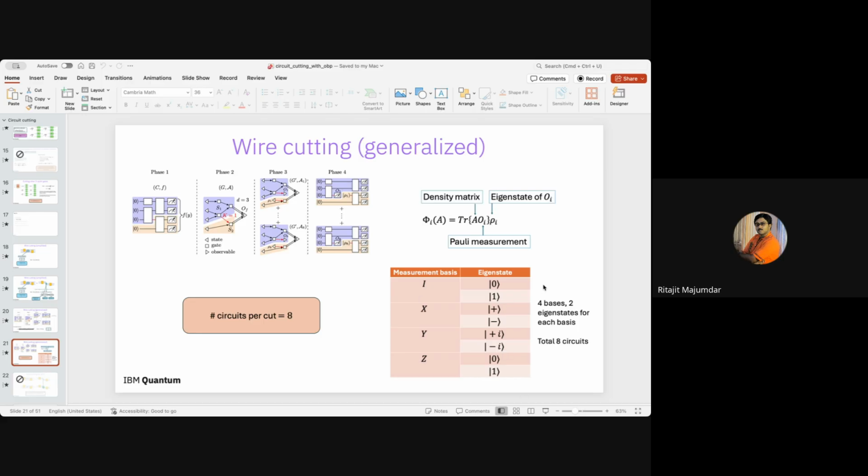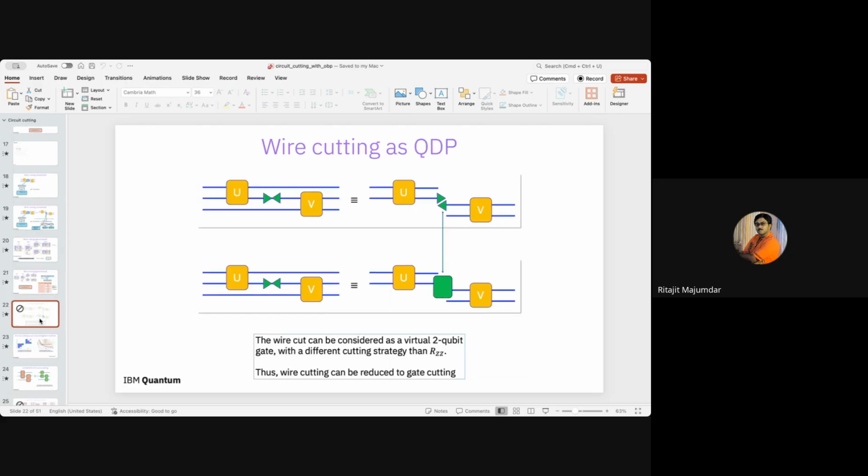This is how you can actually do wire cutting here. But if you notice, these two ideas are very similar. When I am drawing a picture like this, you measure here, you prepare here.